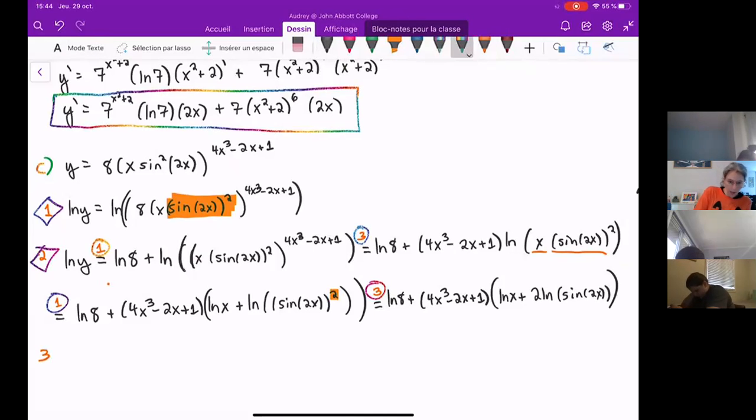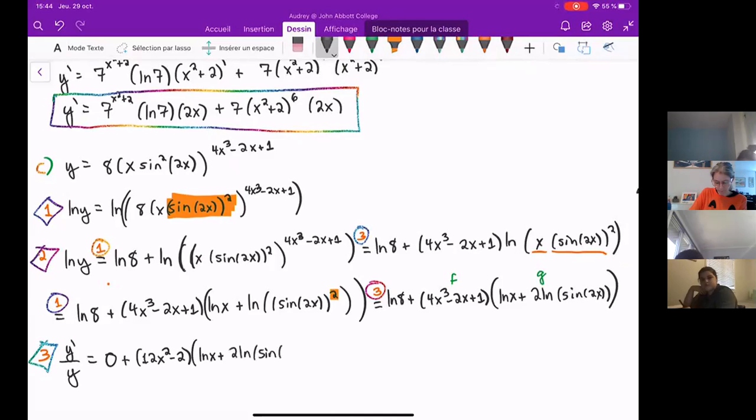Okay, I am going to do this somewhat fast just because I am in a little bit of a hurry after class. If you want to talk about it at the beginning of next class, we can. Now I'm taking the derivative. Y prime over y is equal to 0 plus my product rule, the derivative of the first times the second plus the first times the derivative of the second.